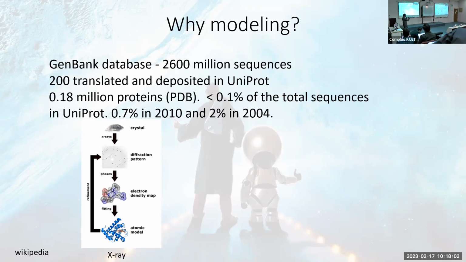And then once you have the crystal, you can pass a high energy X-ray through it, and you are going to get a diffraction pattern. From that diffraction pattern, if you are familiar with or have heard the term Fourier transform, you get a pattern in what you call Fourier space.